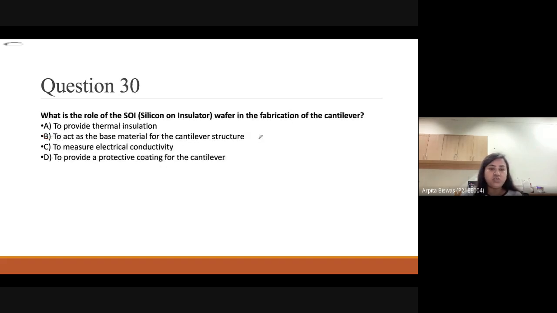Okay. So next, move toward the question number 30. What is the role of SOI, silicon on insulator wafer, in the fabrication of the cantilever? So first option is to provide the thermal insulation. Second option is to act as the base material for the cantilever structure. Third option is to measure the electrical conductivity. And the fourth option is to provide a protective coating for the cantilever. So which one is the right answer?